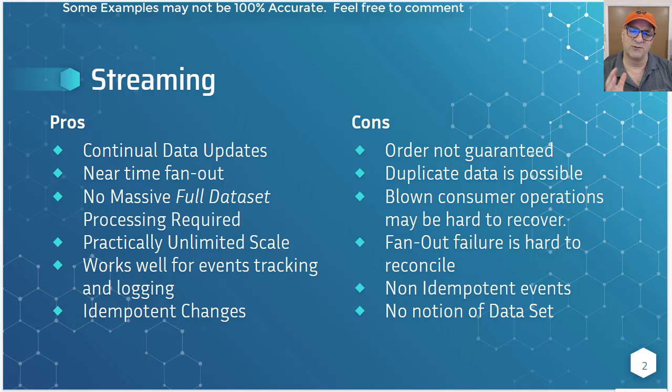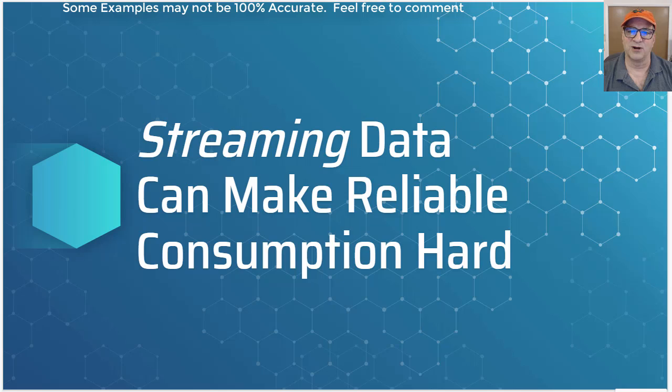The other thing is there's no notion of a data set. So if you had a data set that represented the month's data, when you're streaming, you don't really have a notion that that's the month's data, or that the whole month arrived. There's no notion of a giant envelope around that in a lot of cases. You have to build your own, and that can be a fair amount of work. So really, streaming data can make reliable consumption hard. It accelerates a lot of things. It makes a lot of things possible, but consumption can be difficult.